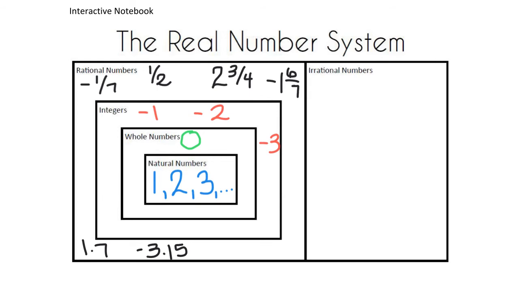But rational numbers are also going to include the repeating decimals. 0.3 repeated, or -1.17, where both the 1 and the 7 repeat. So this is the beginning of our real number system. We'll focus in on irrational numbers at a later time.